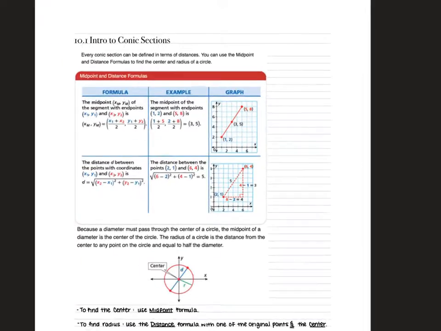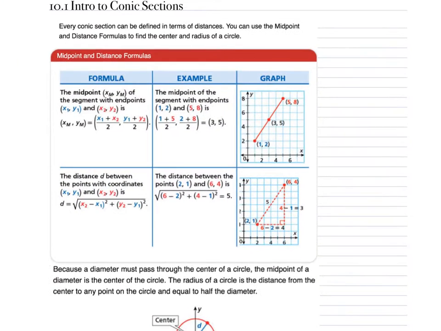10.1 Intro to conic sections. When we're working with conic sections, we're working with circles. You can also be working with ellipses, hyperbolas, all of those. So with this section, we are actually going to be finding the midpoint and using the distance formula to find the radius. So we're using the midpoint formula to find the center of a circle, and then we're finding the radius of a circle as well by using the distance formula with your center and one of the original points.